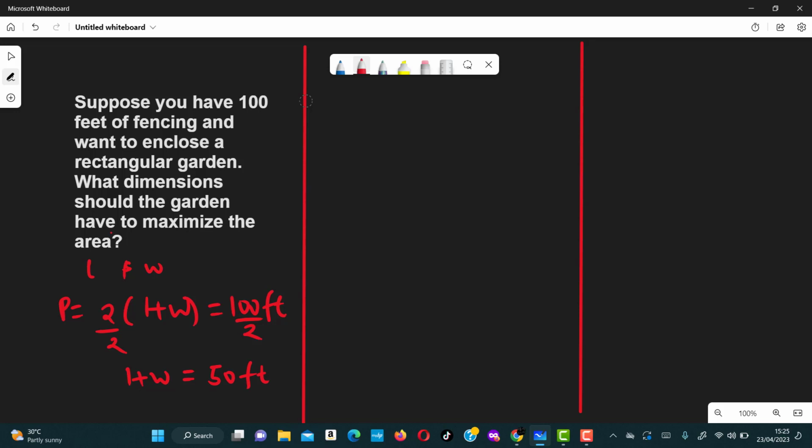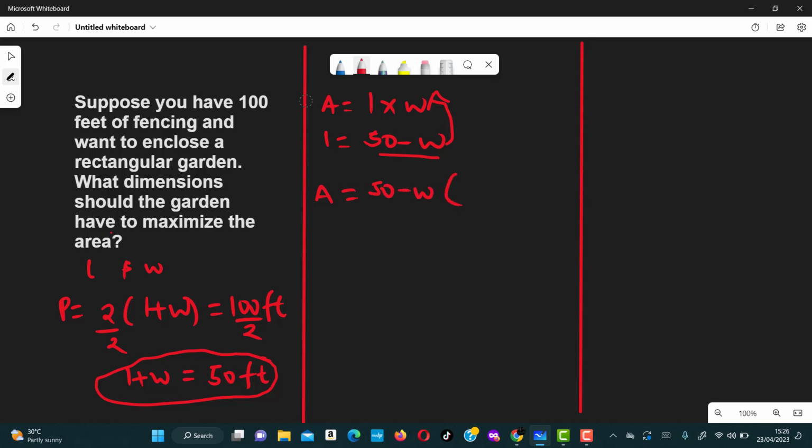Our goal is to maximize the area of the rectangle. The area of any rectangle is length multiplied by width. To do this, we need to eliminate one of the variables in the area equation using the constraint equation. This is called the constraint equation. So we make L the subject of the formula, and L is the same as 50 minus W. So with this, we can substitute for L, and therefore the area will be (50 minus W) multiplied by W. This gives us 50W minus W squared.